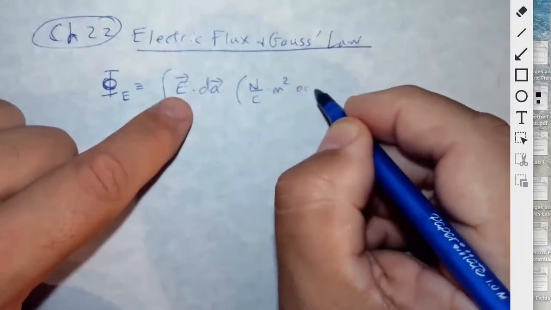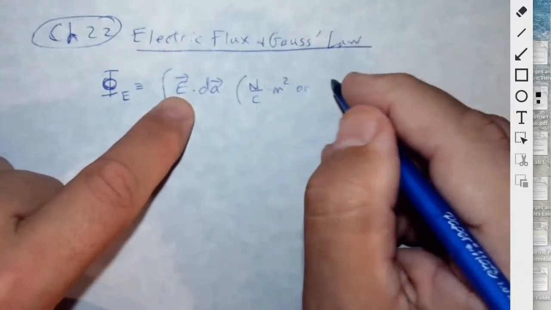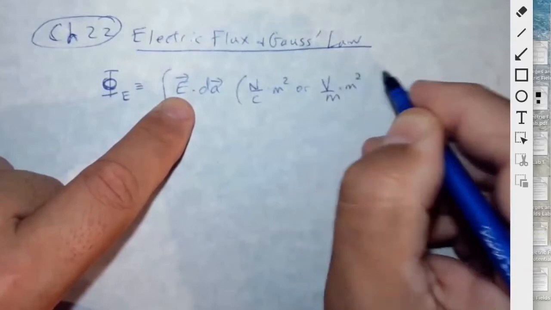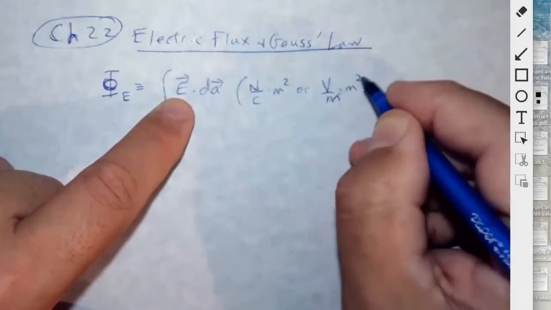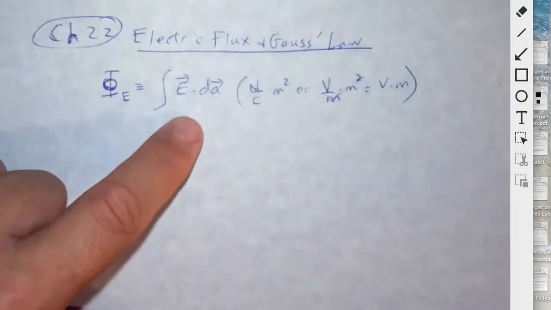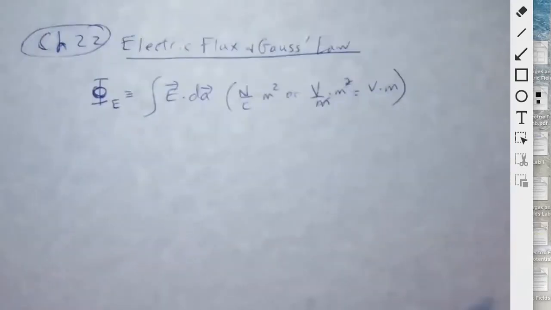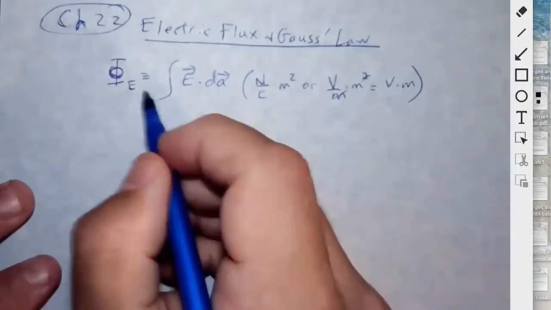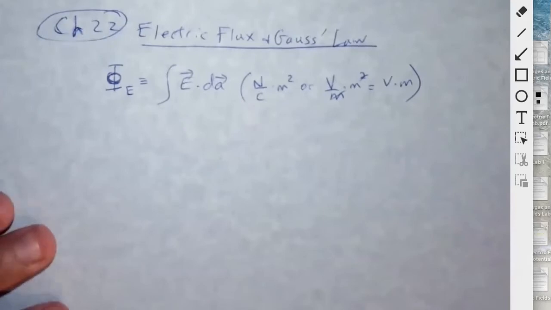Or you could say, because the electric field has another alternate unit, volts per meter times meter squared. So that could be volts times meter. So it could have two units, Newton per Coulomb times meter squared, or volts times meter. So this is the definition of flux. So let's see, what is it measuring?